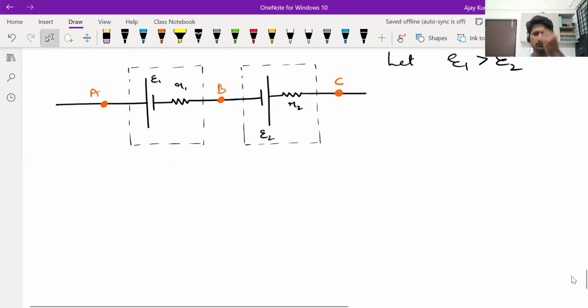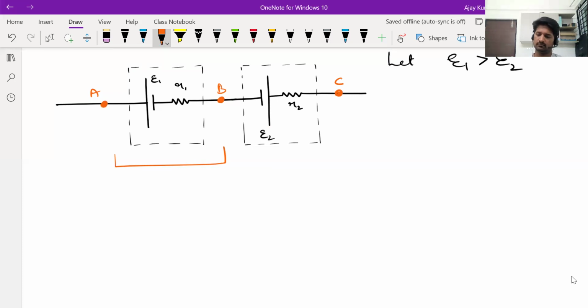Quickly tell me, when there's no current, what is the potential difference between A and B? E1. It will be the EMF of the first cell itself, E1. And when there's no current, potential difference between these two will be E2, but it's in the opposite direction. So effectively what is happening here, across AB, A is at higher potential, B is at lower potential. Between B and C, B is at low potential, C is at higher potential.